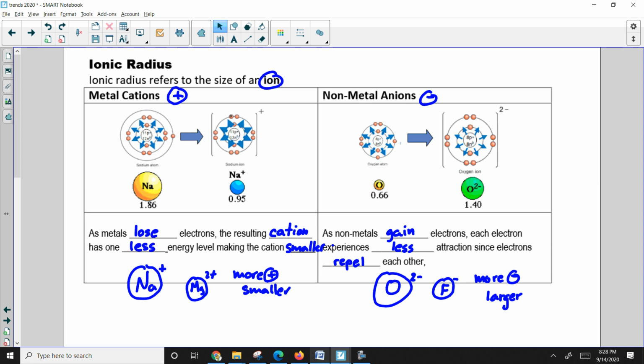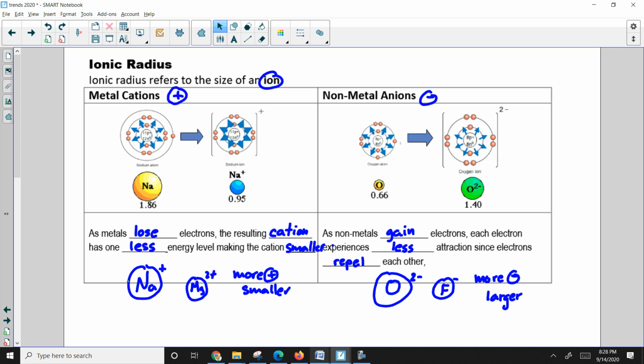Now, if you're going to be an anion, so if you're one of the nonmetals that gain electrons, you're going to have this extra electron. Those extra electrons are going to be repelling each other, and as a result, anions are going to be larger as the electrons are pushing away from each other. And remember, the more charge you have, the bigger the difference.